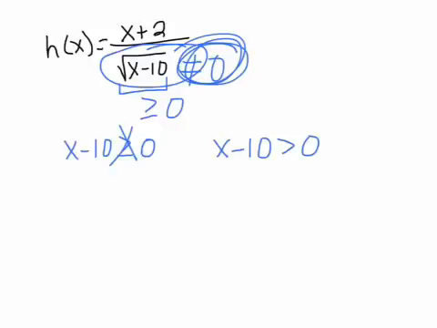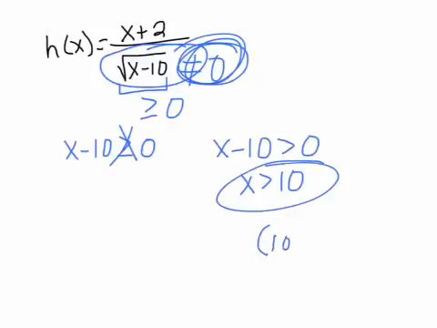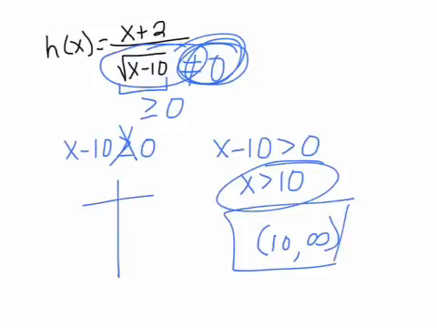So then when I add 10 to both sides, my solution has to be x is greater than 10, or from 10 to infinity. And when you graph that, what you're going to see on your table of values, 10 will have a number, 11 will have a number, all of these will have an error above them.